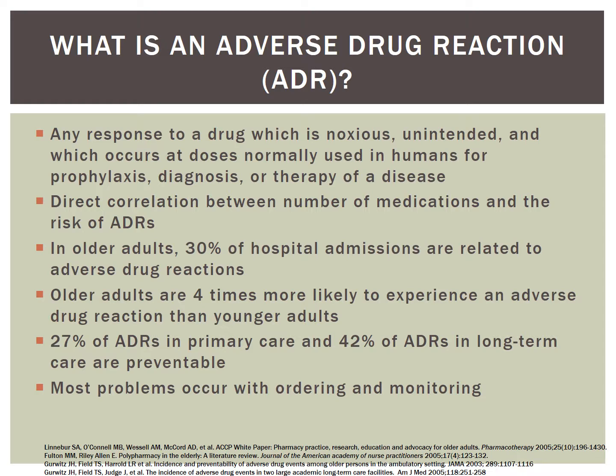There is a direct correlation between the number of medications that a patient takes and the risk of ADRs. In older adults, about 30% of hospital admissions are related to adverse drug reactions. Older adults are 4 times more likely to experience an adverse drug reaction than a younger adult, and 27% of adverse drug reactions in primary care and 42% of these ADRs in long-term care are preventable. Most problems occur at the ordering and monitoring phase.